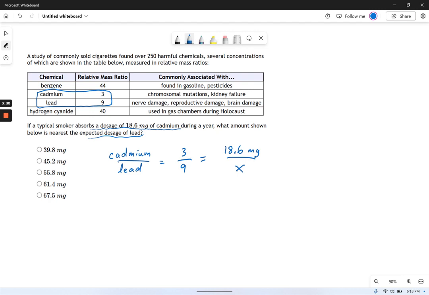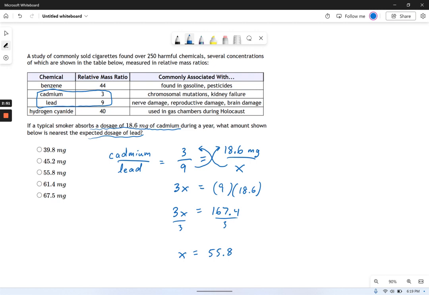So you might be familiar with cross multiplication. It's a handy way of just turning fraction equations into not fraction equations anymore. I'm going to take this X, I'm going to multiply it over here. I'm going to take this 9, I'm going to multiply it over there. So what do I get? I get 3X equals, well, 9 times 18.6. Okay, which means we're going to get 3X equals 167.4. Okay, now we divide each side by 3. And we're going to get X equals 55.8.